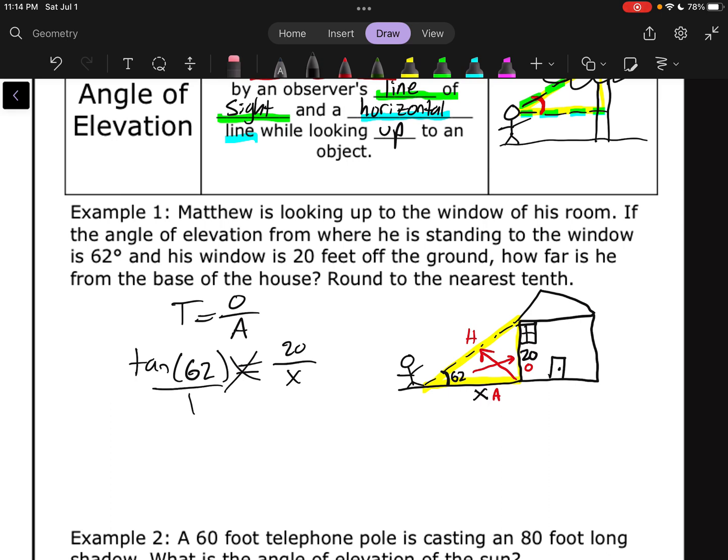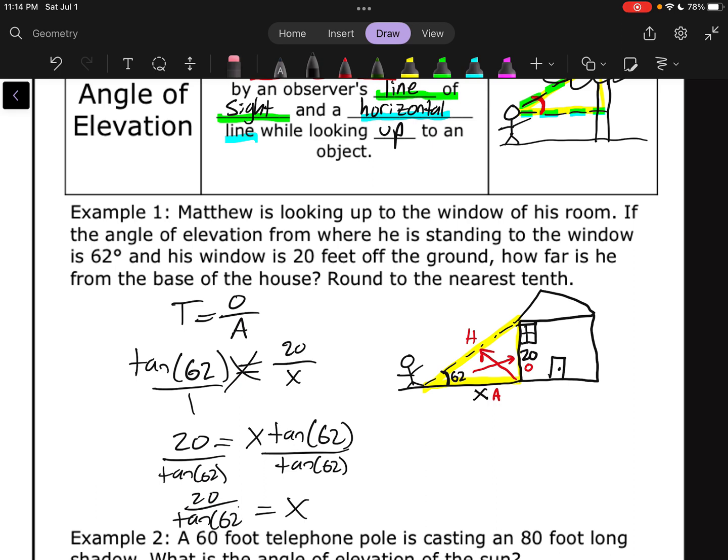I'm going to put this over 1 so I can cross multiply. I get 20 times 1, 20, is equal to x times tangent of 62. To get rid of the tangent of 62, I should divide both sides by it. So what I'll be able to say here is that x is equal to 20 divided by tangent of 62. And that's what I'm going to type into my calculator here. I'm going to do 20 divided by tangent of 62.